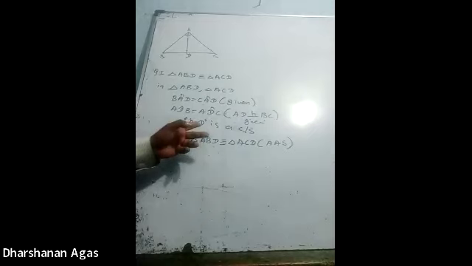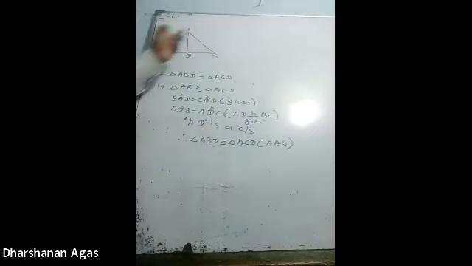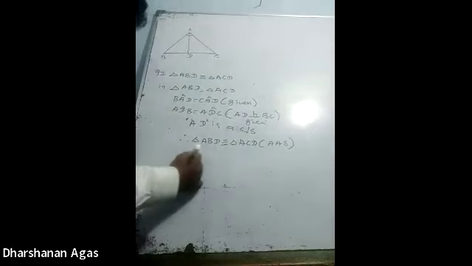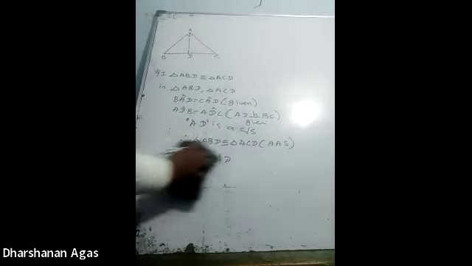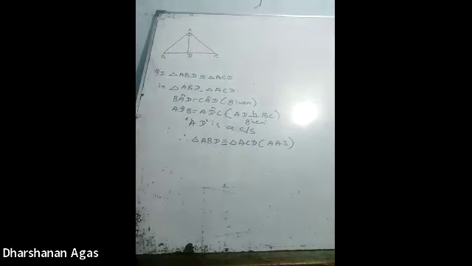Third, we have to find the side. The AD we have in both. Some are writing AD equal AD also. So AD is the common side, common for both triangles. So two angles and another side are equal from both triangles. So AAS stands for angle, angle, side. Okay, understood?